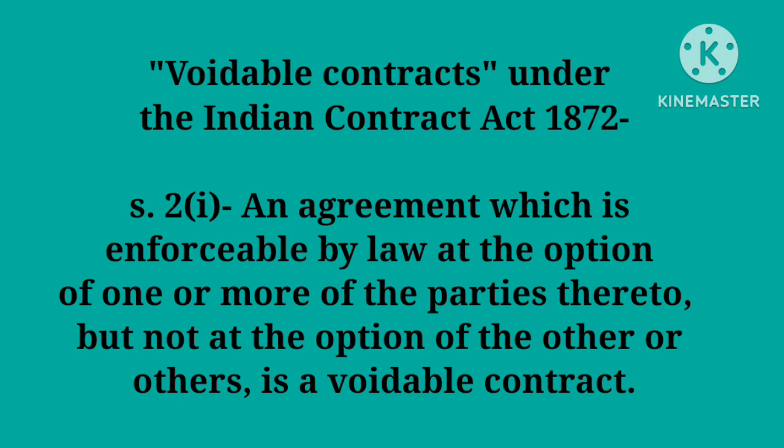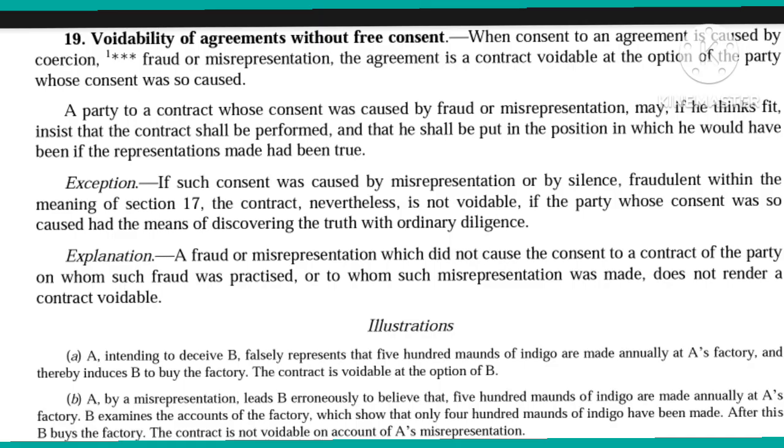To begin with, we can look into section 19 of the Contract Act. As per section 19, when consent to an agreement is caused by coercion, fraud or misrepresentation, the agreement is a contract voidable at the option of the party whose consent was so caused. A party to a contract whose consent was caused by fraud or misrepresentation may, if he thinks fit, insist that the contract shall be performed and that he shall be put in the position in which he would have been if the representations made had been true.